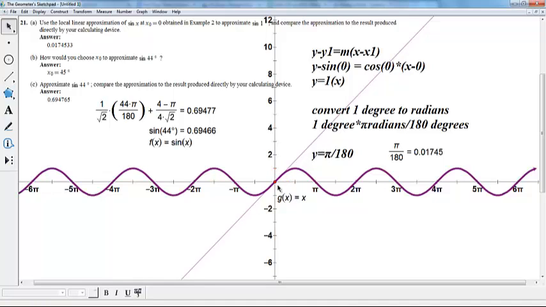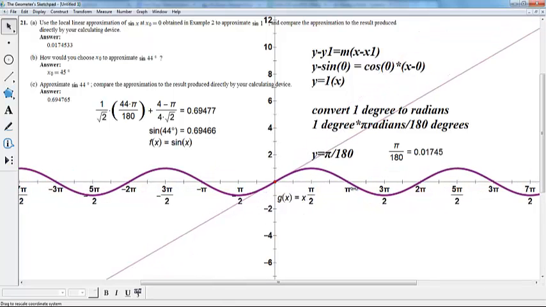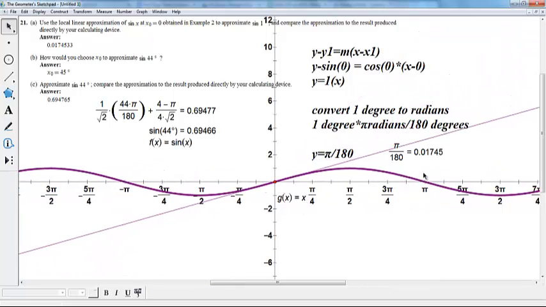The sine of 44 degrees is close to 45. And we know what 45 is, right? 45 is about pi over 4. So if we stretch this out a little bit, there's pi over 4 right there. So again, what we need to do first is find the linear approximation for the sine of x when x is close to pi over 4.